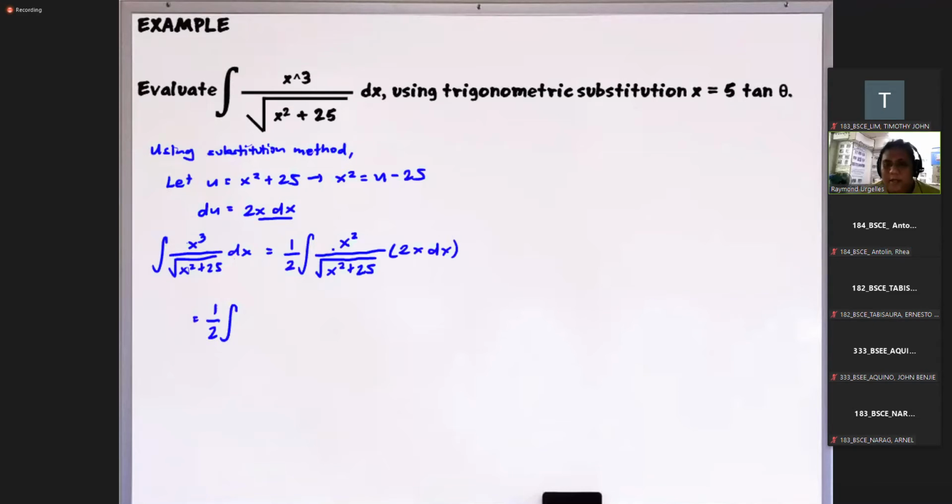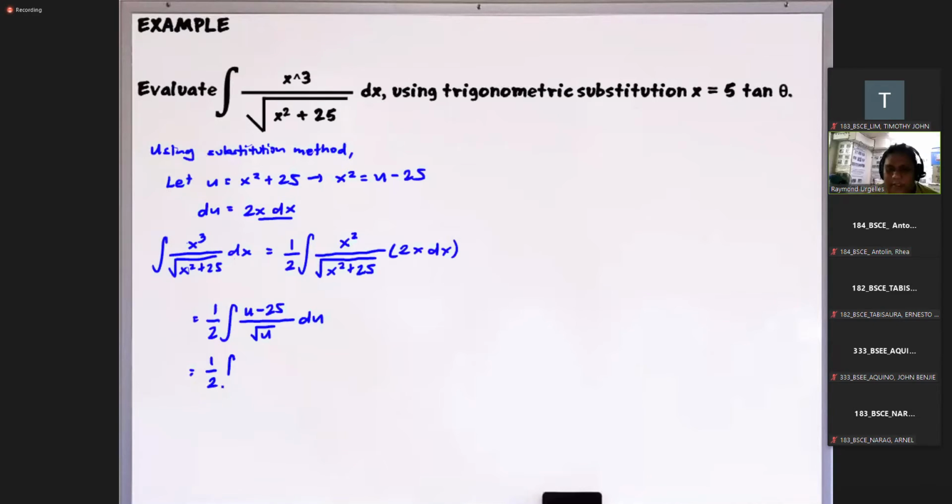Integral, ano yung x squared natin? That's u minus 25. Then this is divided by, ano yung nasa denominator natin? Yung x squared plus 25 is u, therefore that is square root of u. Then 2x dx is du. Dito makikita na natin yung magiging solution.